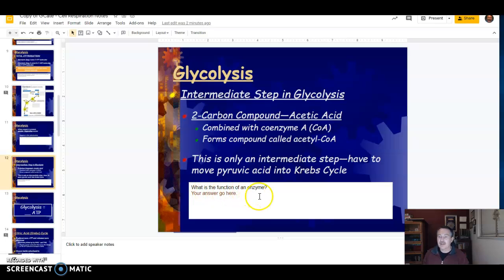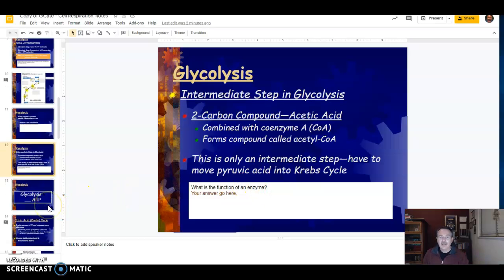So what is the function of an enzyme? Well, there's 3 of them. To break apart molecules, to build up molecules, or to manipulate the molecules so that they have a different function. Okay, that's what an enzyme does. All right.